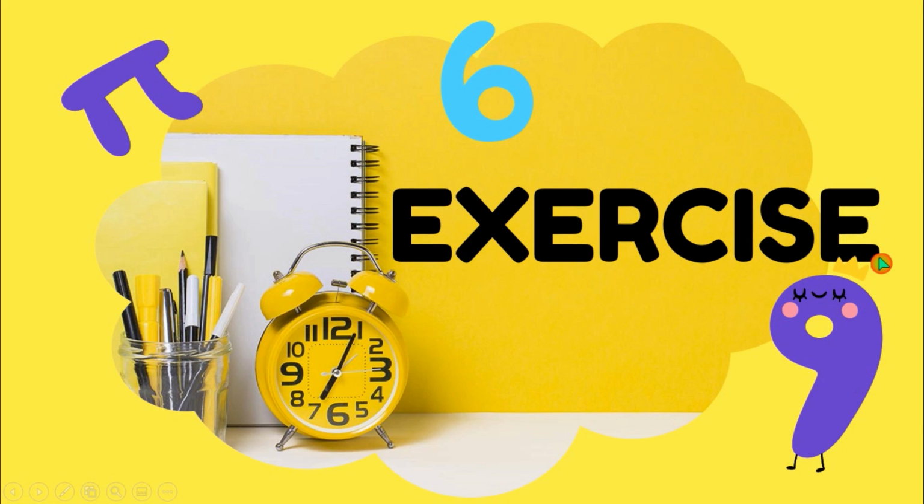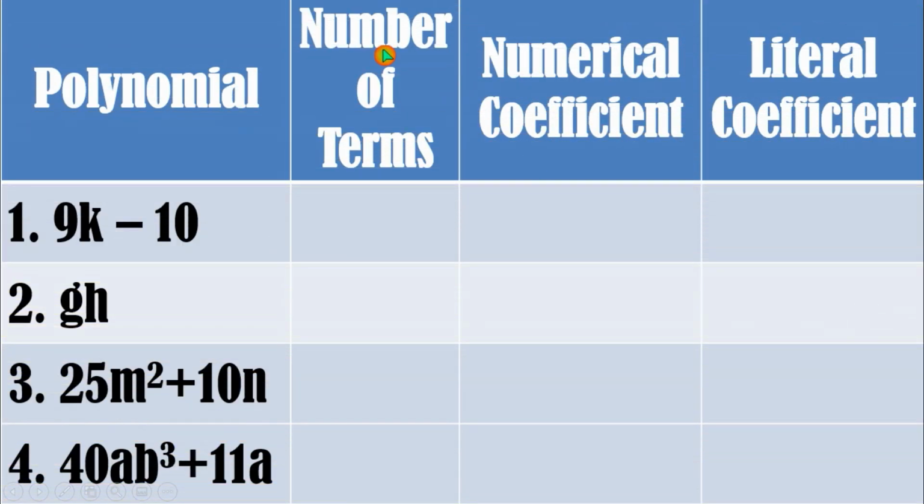Alright, so I hope you can answer this exercise by yourself. This is just only an exercise, okay? You may try it by yourself. Identify the number of terms for the following. You may try to screenshot it for your exercise. What's the numerical coefficient? And what's the literal coefficient for each item?